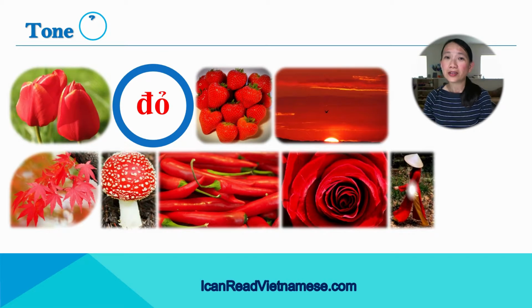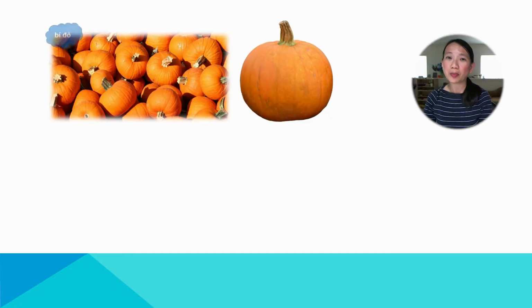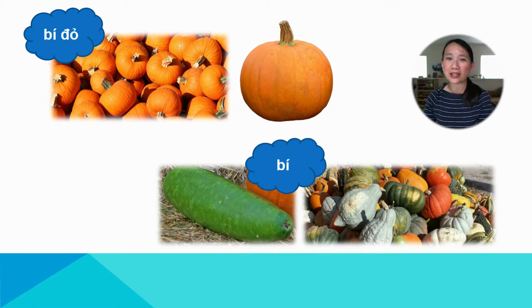Đỏ, đỏ is the color red. Bí đỏ is the pumpkin. I know it's not red, but bí đỏ is the specific term for the pumpkin variety, whereas bí is a general term.